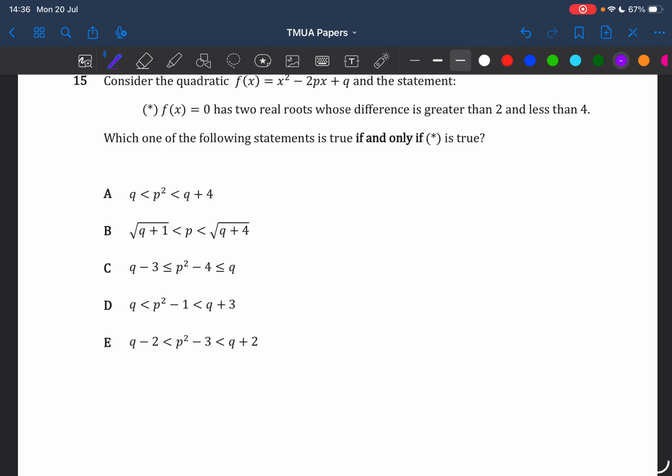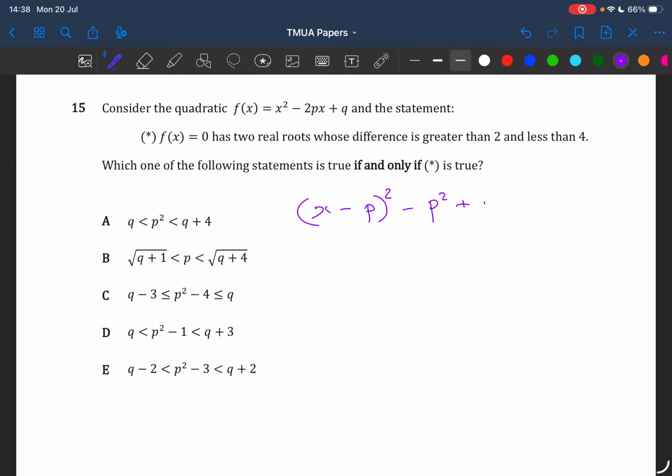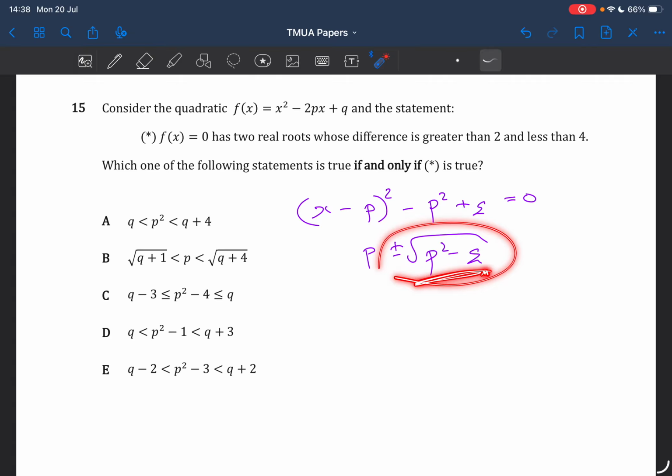15 then. We have some quadratic. It has 2 real roots, whose difference is greater than 2, less than 4. So let's complete the square, find out what those roots are. We'll have x minus p, all squared. That would be minus p squared, and plus q. And setting this all equal to 0 and rearranging, what we end up with is the square root of p squared minus q, plus or minus that, and then adding on a p. So the difference is 2 times this thing, yeah?